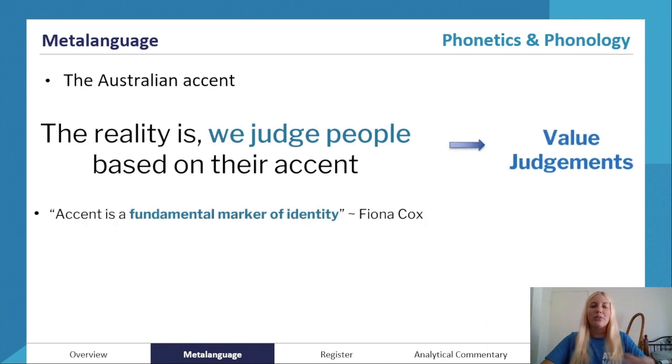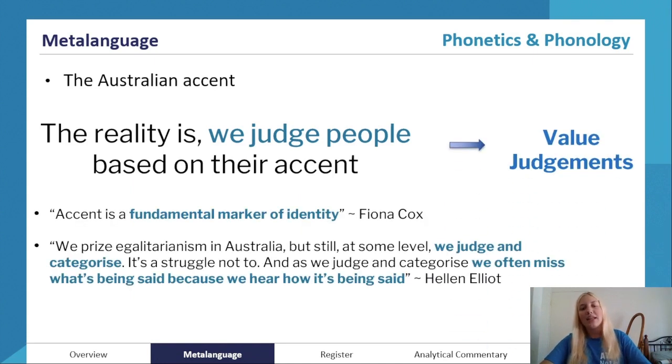Because English language does admit this as well. The reality is that we judge people based on their accent and we assume certain characteristics about them. You're not talking about a single person here, you're talking about a group of people. It is stereotypes, but it's what the subject wants us to do. So all about those value judgments.